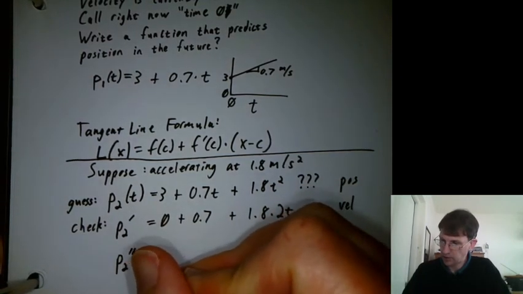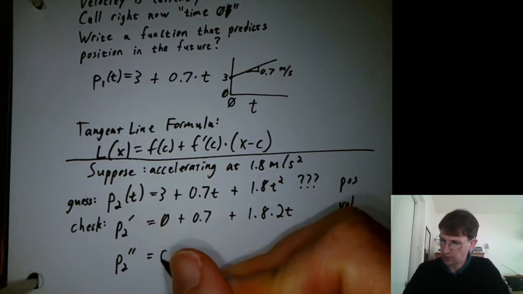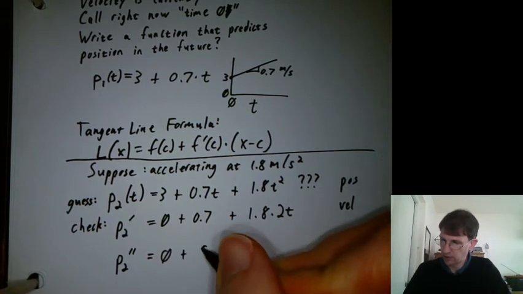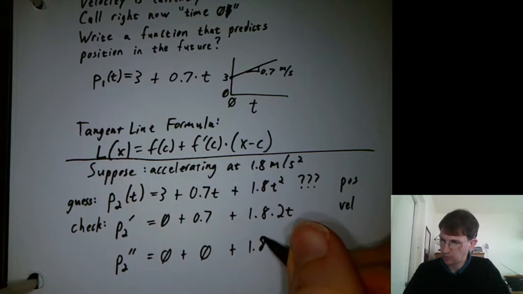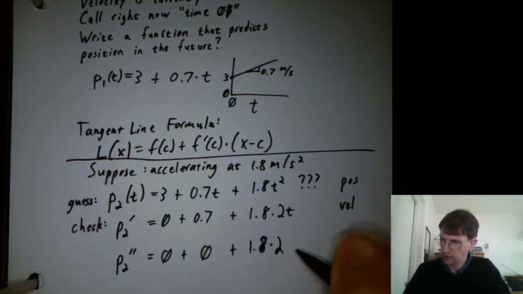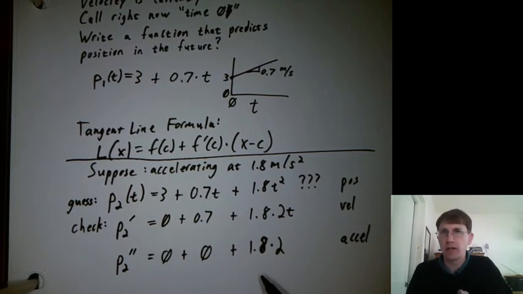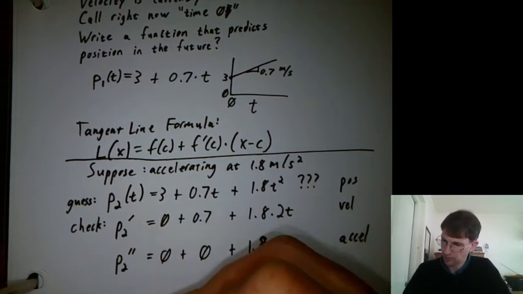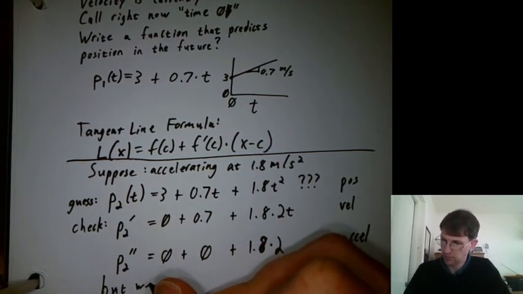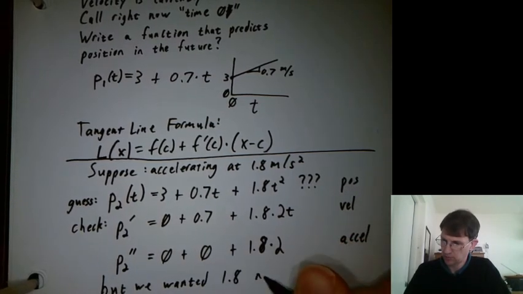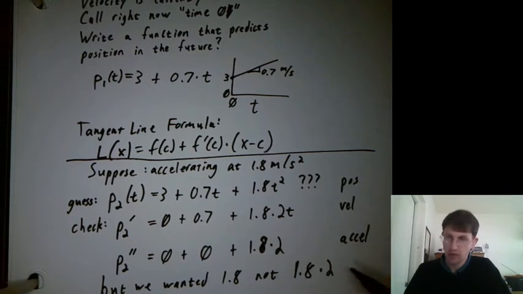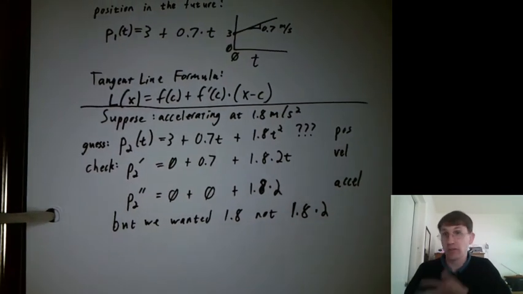Let's do p2 double prime. This would still be 0. This would be 0 now. This would be 1.8 times 2. But we wanted it to be 1.8, not 1.8 times 2. So we need to kind of go back and fix up our guess, right?